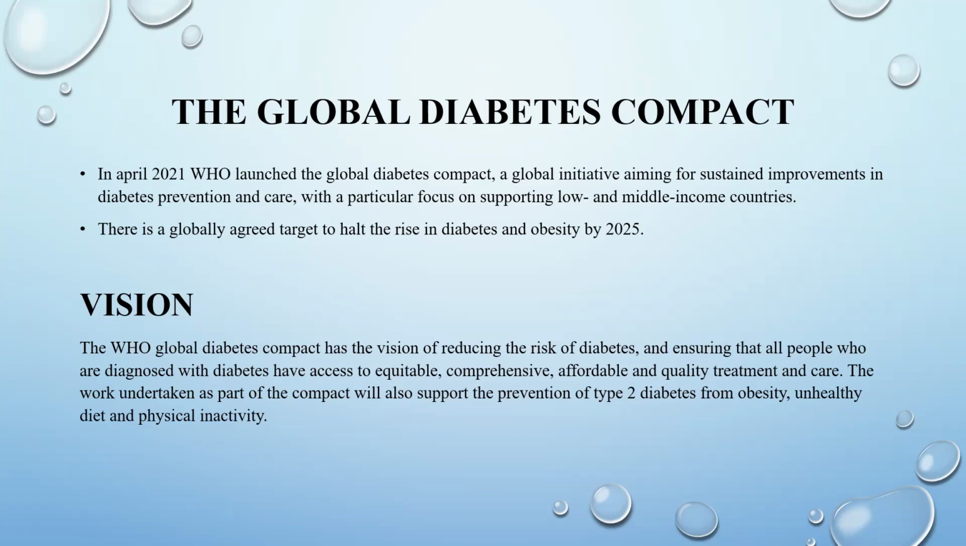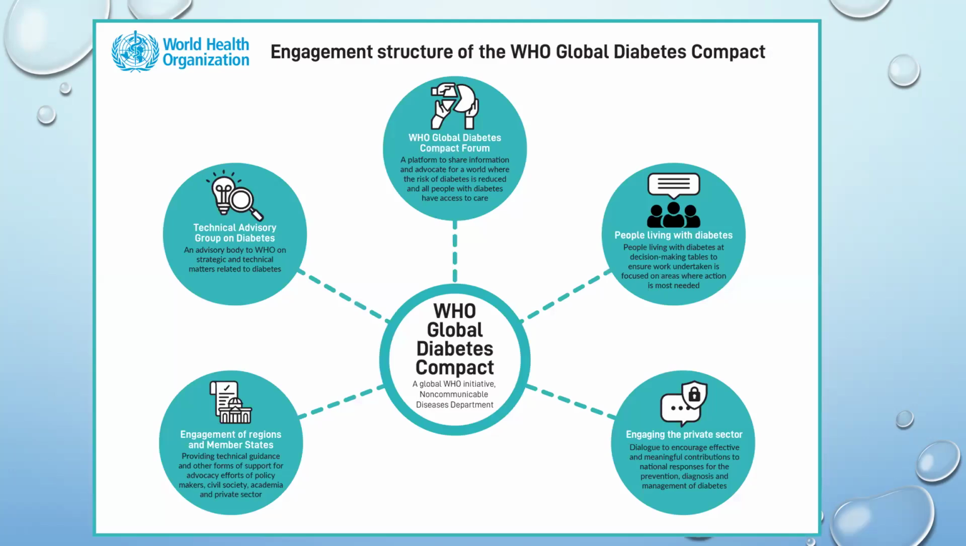The WHO Global Diabetes Compact has the vision of reducing the risk of diabetes and ensuring that all people who are diagnosed with diabetes have access to equitable, comprehensive, affordable, and quality treatment and care. The work undertaken as a part of the compact will also support the prevention of type 2 diabetes from obesity, unhealthy diet, and physical inactivity. So this is the engagement structure, which includes the WHO Global Diabetes Compact Forum, people living with diabetes, engagement of the private sector, engagement of the regions and member states, and the technical advisory group on diabetes.